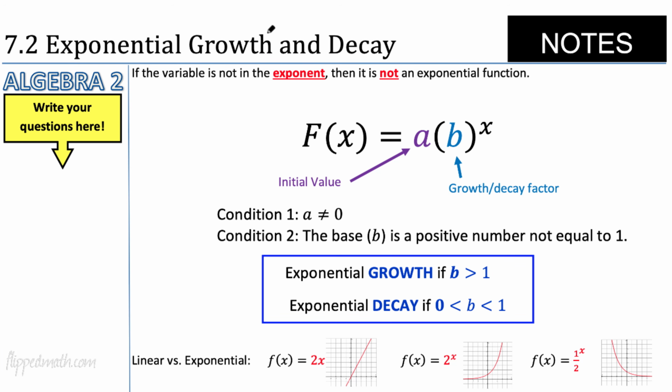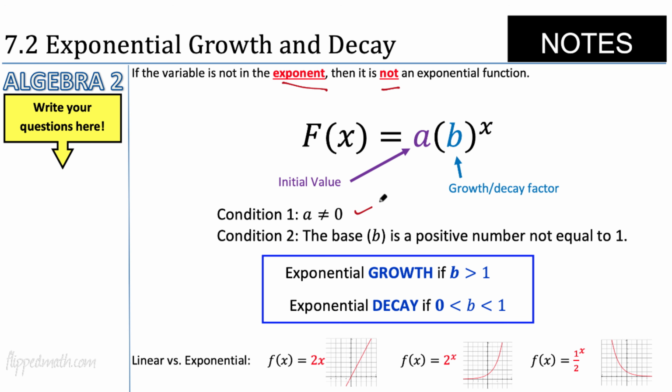Now, all exponential functions, we're going to look at a lot of them today. They all come in the same form. We have two numbers and one of them is being raised to an exponent. So if the variable is not in the exponent, then it is not an exponential function. That x has to be an exponent. Hence, exponential function.